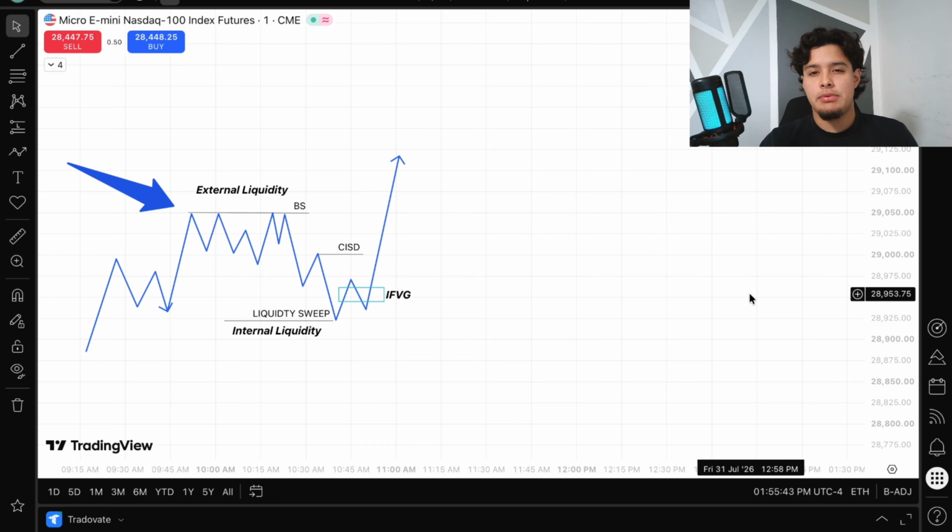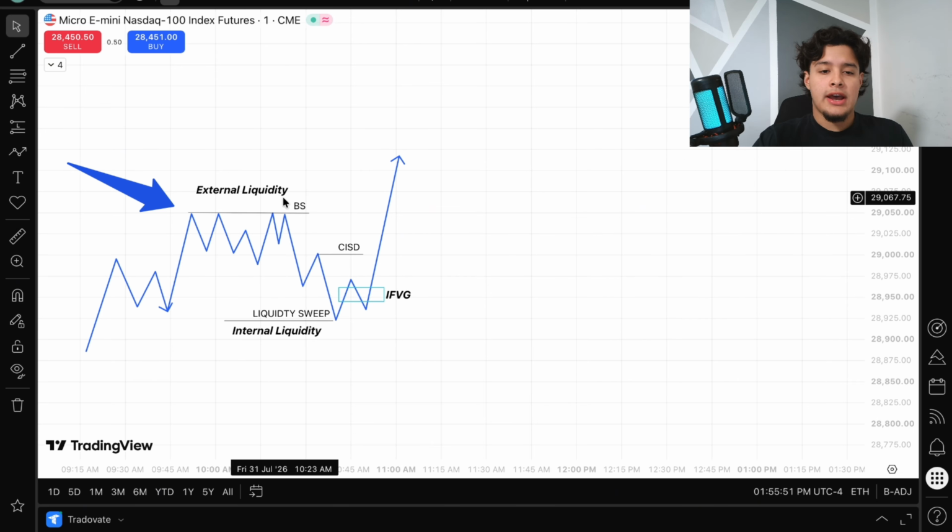And then for the last example, kind of covering everything, I'll explain to you everything all in one picture. As you can see here, we have our external liquidity, which is going to be a quadruple high. In other words, relative equal highs. Any relative equal high of 2 or more is honestly a great draw on liquidity.